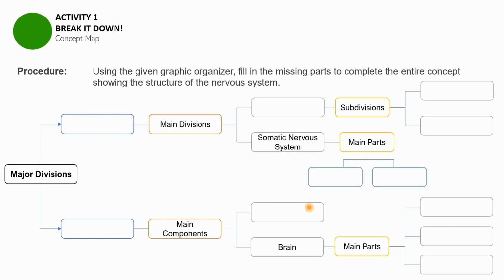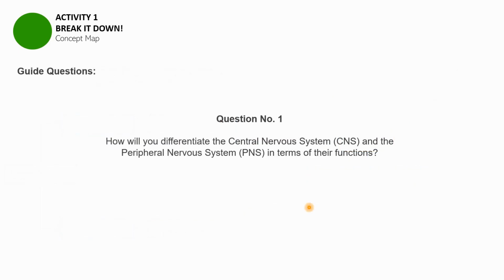Let us head now to the next part of this activity, which is answering the following guide questions. The first question, question number one: how will you differentiate the central nervous system and the peripheral nervous system in terms of their functions? For the sake of making our discussions more clear, I would like to clarify that when we use CNS, it means central nervous system. And when we use PNS, we mean the peripheral nervous system. Go ahead and answer this guide question.